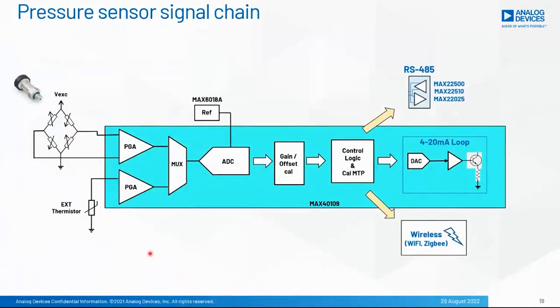For this application, we recommend using MAX40109. This device has all the required peripherals to design an industrial pressure sensor transmitter. This device has built-in gain and offset calibration, as well as calibration memory, which is MTP, multiple time programmable memory, to store the factory calibration information.